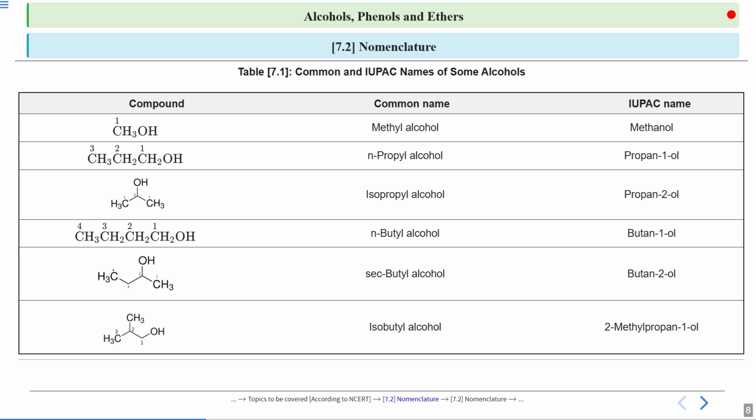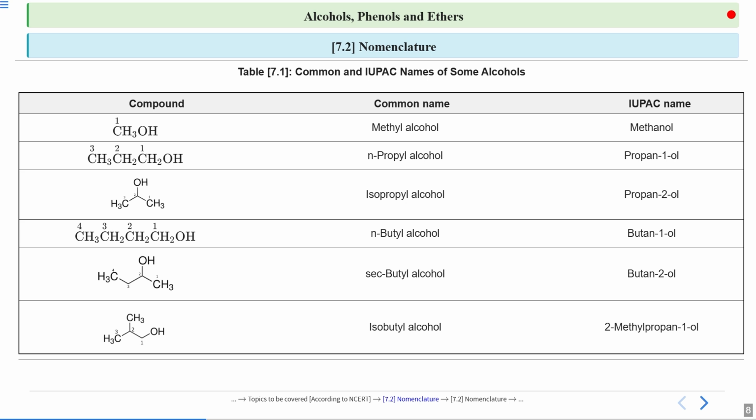Second compound, 3 carbon containing alcohol, common name n-propyl alcohol, and IUPAC name propan-1-ol, because at the very first carbon of the 3 carbons of the propane, we have the OH. So propan-1-ol. Third compound is isopropyl alcohol, because the OH group is attached with an isopropyl group. So the IUPAC name will be propan-2-ol because at the second carbon the OH group is attached.